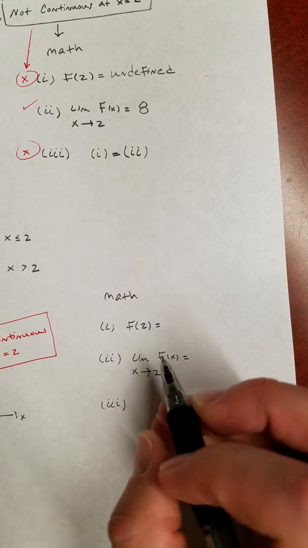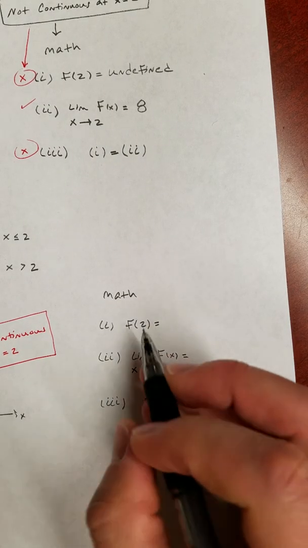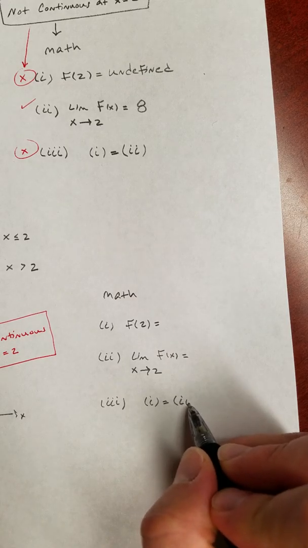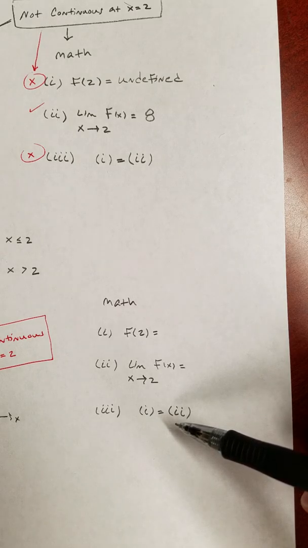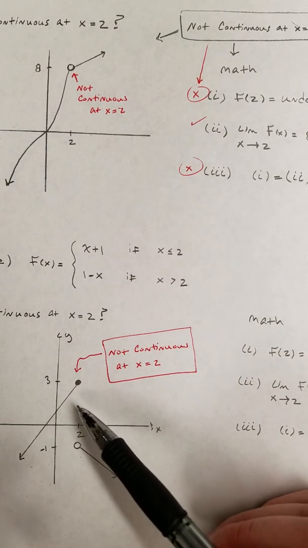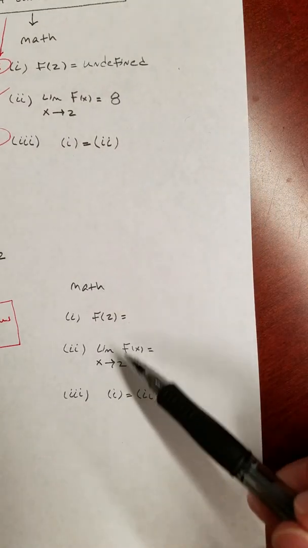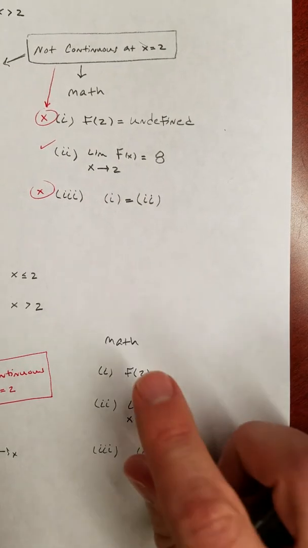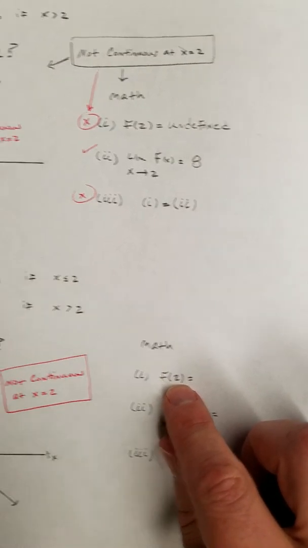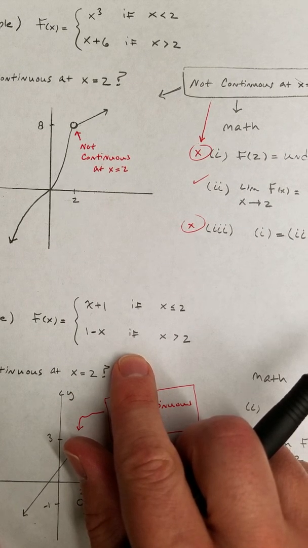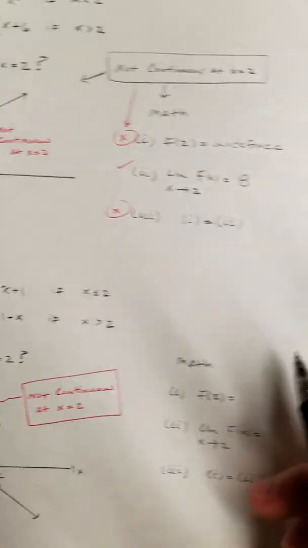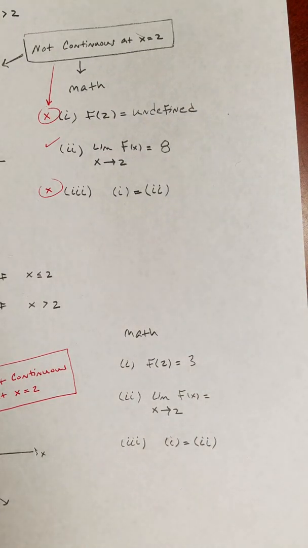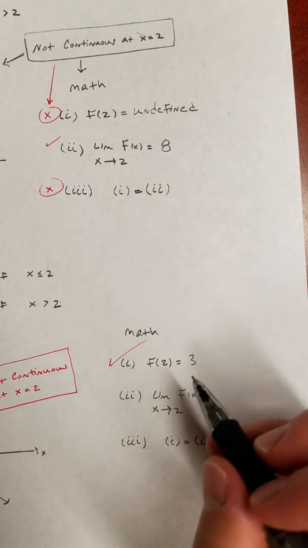Third thing, this answer from part 1 has to be the same as this answer from part 2. If it passes each part of this test, it will prove that that's continuous. Obviously it's not, so it's going to fail at least one part of this test. Let's see. First part, what's f of 2? In this function, what do you get if you let x be 2? You get 3. So it passes this first part. Okay, so far so good.